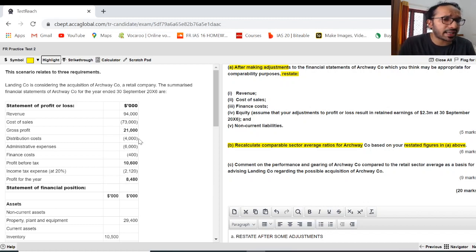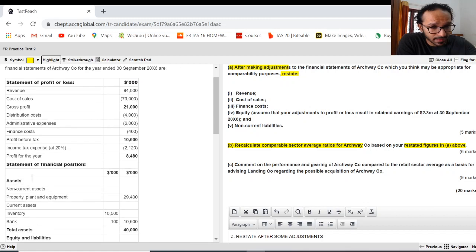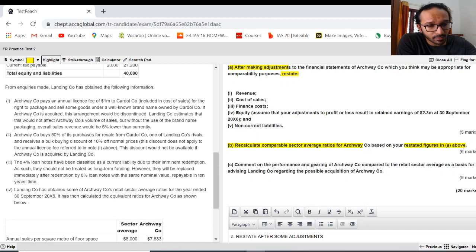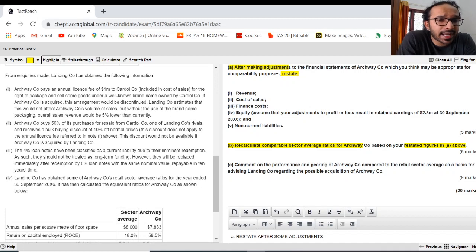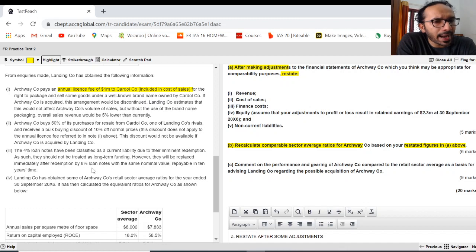Landing company is considering the acquisition of Archway, a retail company. So we are planning to acquire another company, which is Archway, and the summarized SOPL and SOFP of the Archway company are given. From the enquiries made, landing company has obtained the following information. Archway company pays an annual license fee of 1 million to Cardol company, and this amount is included in the cost of sales, for the right to package and sell some goods under a well-known brand name owned by Cardol company. If Archway is acquired, this arrangement would be discontinued.